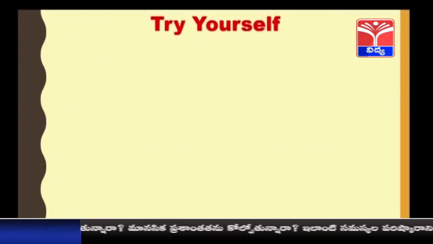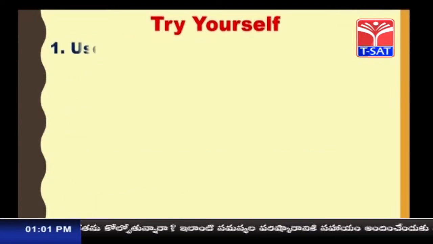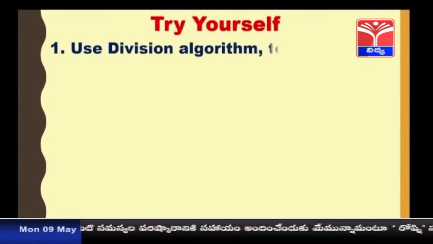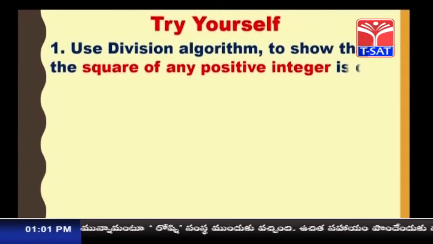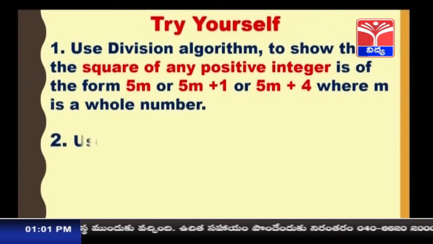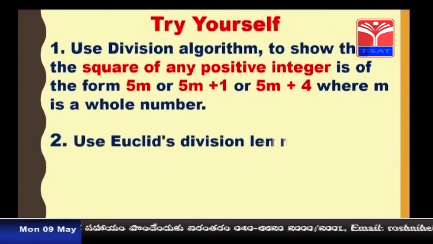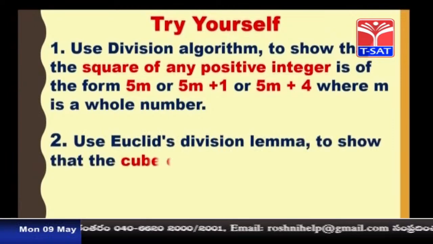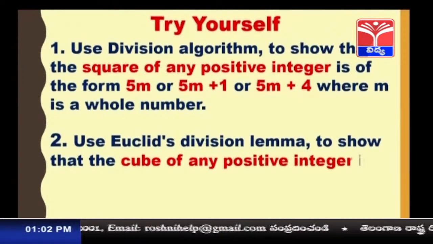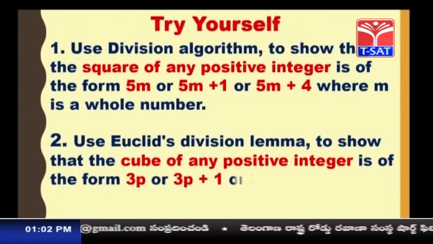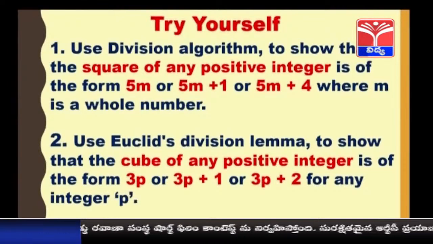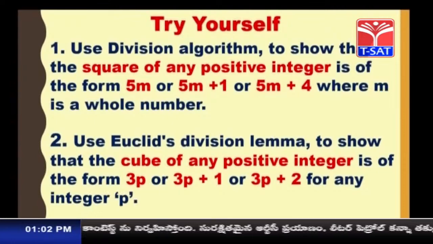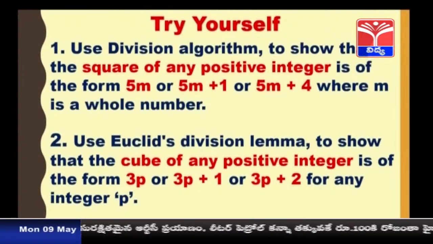Students, try these problems on your own. The first problem is: use the division algorithm to show that the square of any positive integer is of the form 5m or 5m plus 1 or 5m plus 4, where m is a whole number. Use Euclid's division lemma to show that the cube of any positive integer is of the form 3p or 3p plus 1 or 3p plus 2 for any integer p.